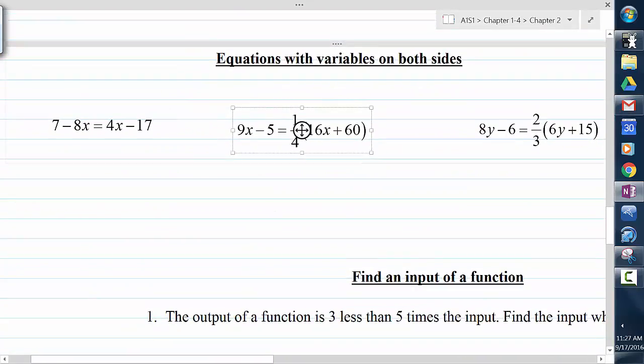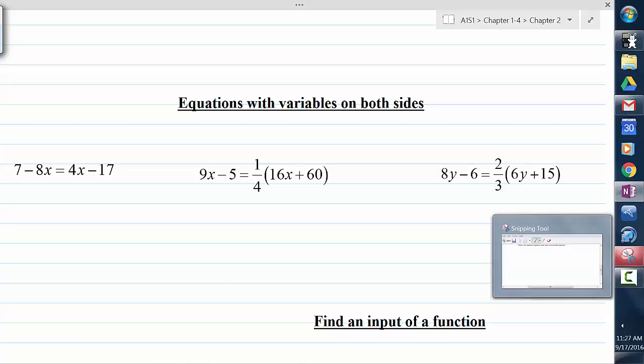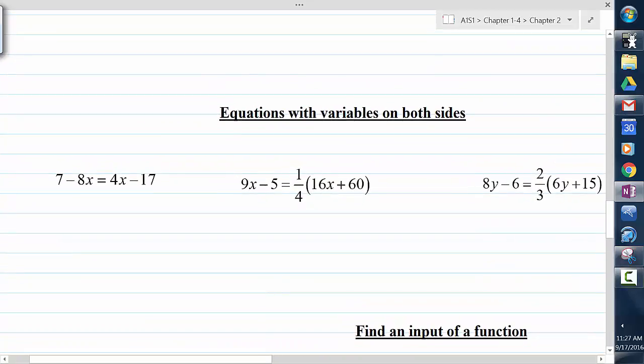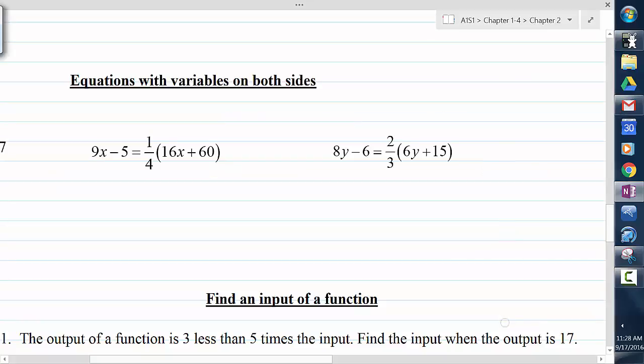Equations with variables on both sides. Again, you guys know how to do these, so how about this? Why don't you guys pause the video again, do these 3 problems based on all the things that we've talked about, see what you get, come back and compare your answers with mine. So go ahead and pause the video. Wait, let me come back right here real quick.